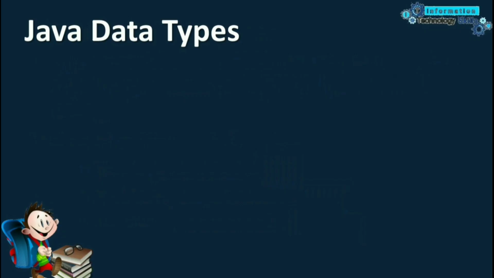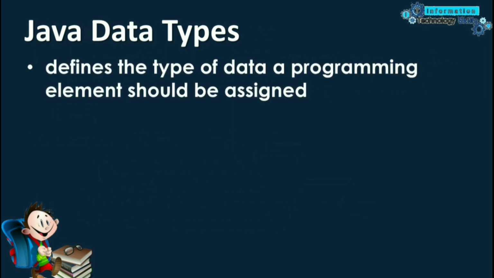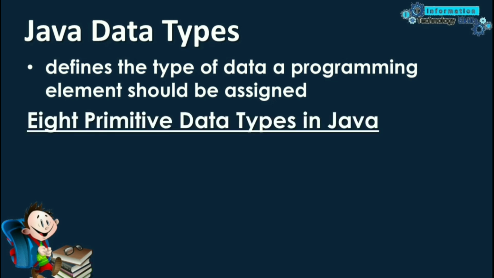Okay, next we have Java data types. What is a data type? It defines the type of data a programming element should be assigned. These programming elements are what we call variables. We will discuss later what variables are. We have 8 primitive data types in Java. So, first, we have boolean for logical.